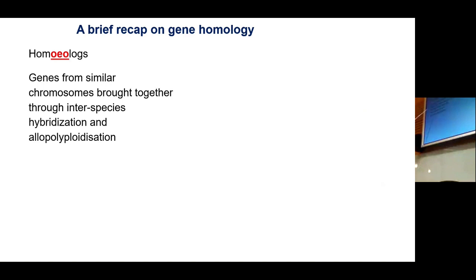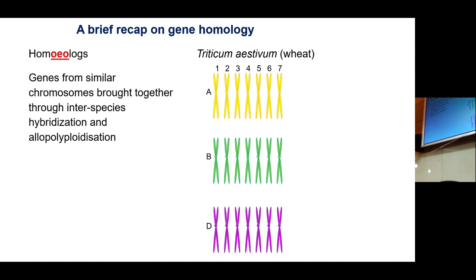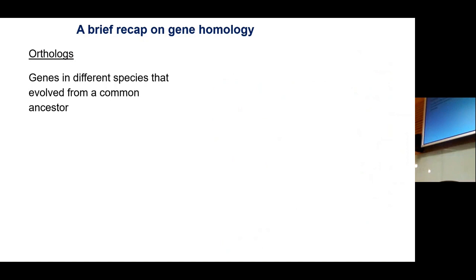So we talk about homologs. These are genes from similar chromosomes brought together through interspecies hybridization or allopolyploidization. So allopolyploid, that's the wheat genome. So your 3 genes, they are homologs. If you look at the wheat genome, we have our 3 subgenomes, A, B, D. You can expect that any gene on the A genome has copies on the B and D genome as well, and these are homologs. We're also going to talk about orthologs.